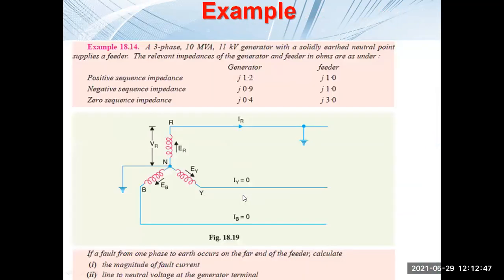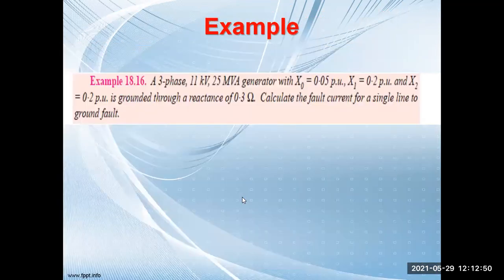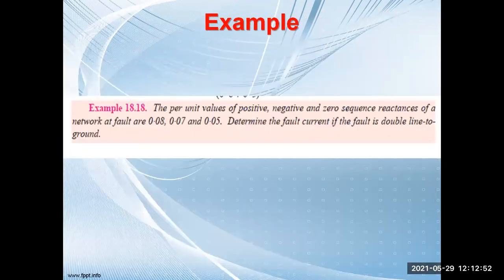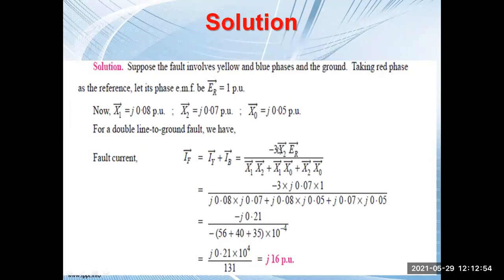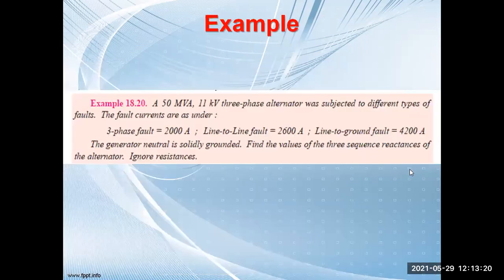Yes, sir. So we'll go to that particular point. So we'll apply this formula. So minus 3X2 by X1X2 plus X1X0 plus X2X0. So we'll substitute all these values. These all values are given. 3X2 and then ER is 1 and all these values. So finally we'll get J16 per unit. Okay. This is clear. Any doubt? No, sir. Okay.